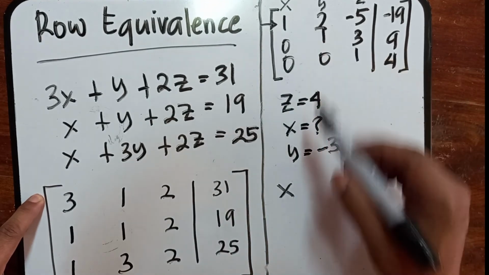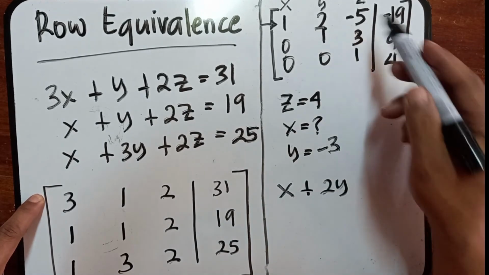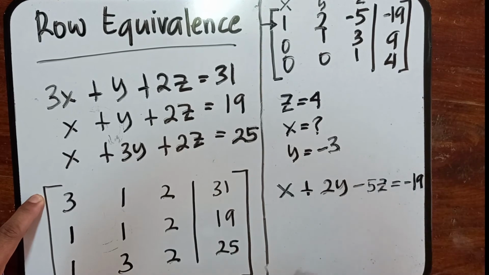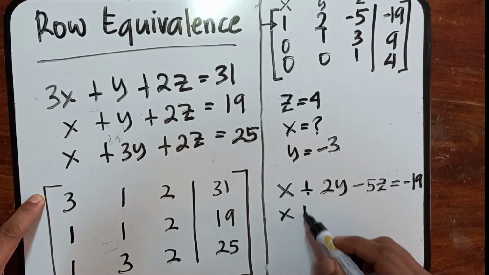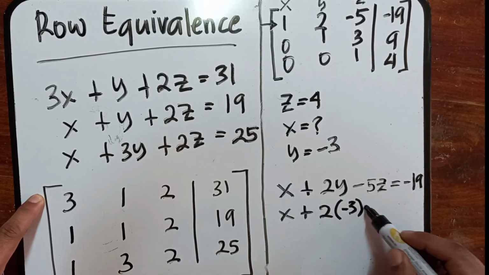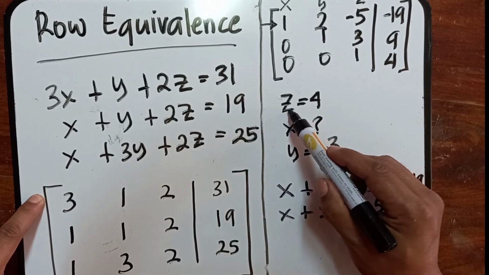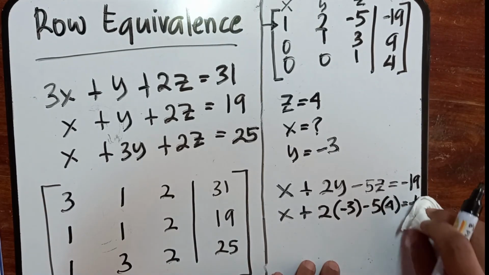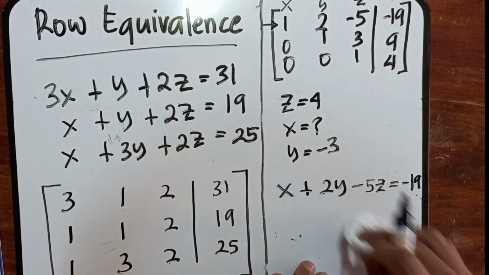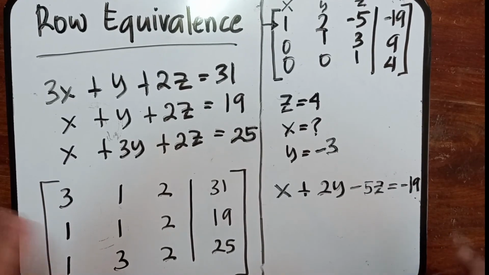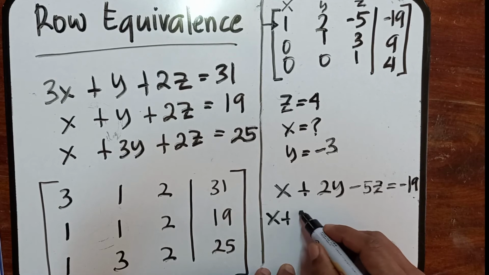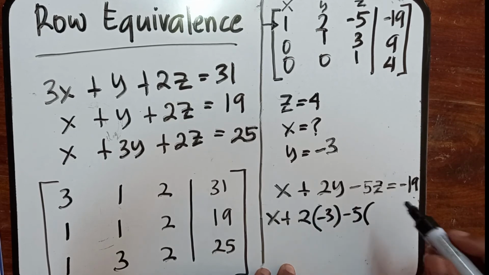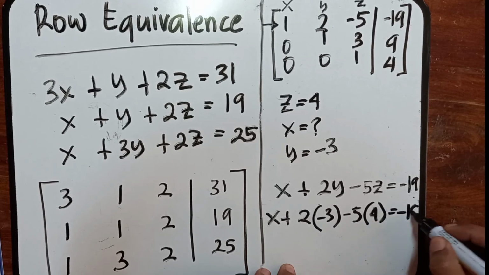x plus 2y minus 5z equals negative 19. And then let's do the substitution. We already know the value for y, so let's write this: 2 times negative 3, minus 5 times, what is the value of z? 4. So x plus 2 times negative 3 minus 5 times 4 equals negative 19.